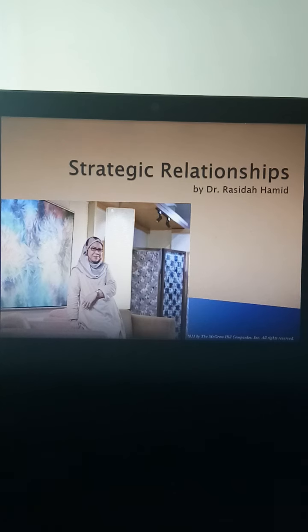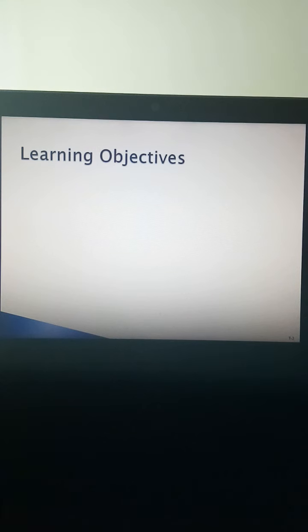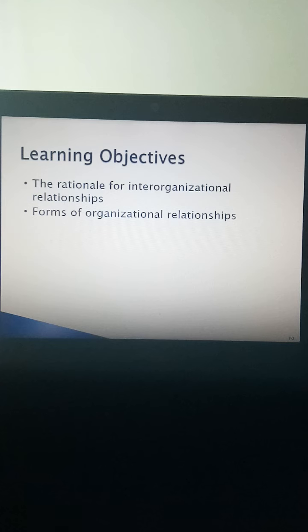Okay, let's move to the next slide. Look at the learning objectives of this chapter. There are 3 learning objectives. The first one is looking into the rationale for interorganizational relationships. The second learning objective is looking into forms of organizational relationships. And the third learning objective is looking into global relationships among organizations.